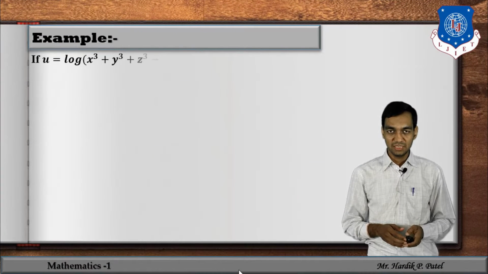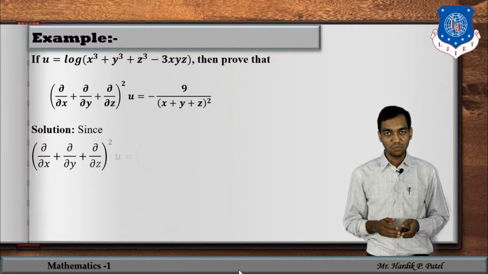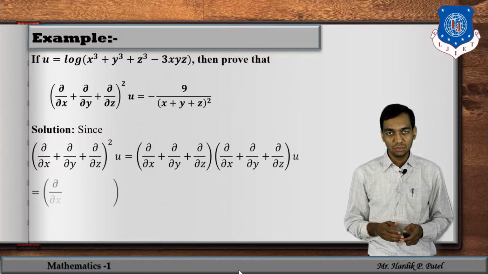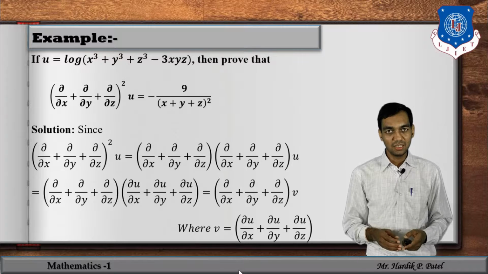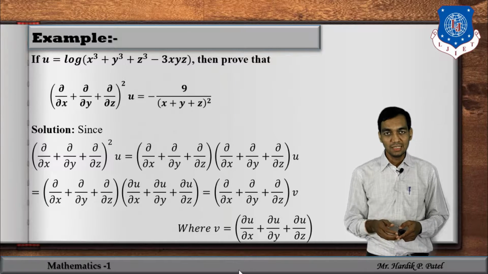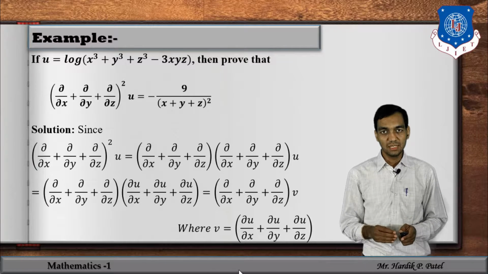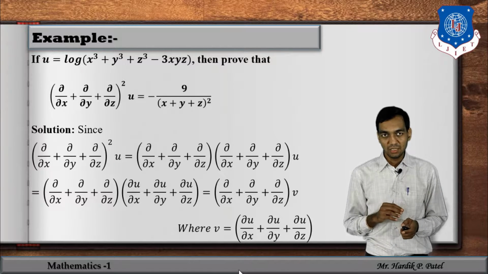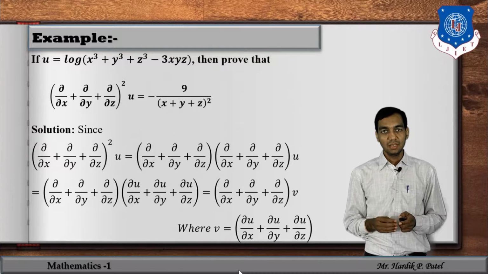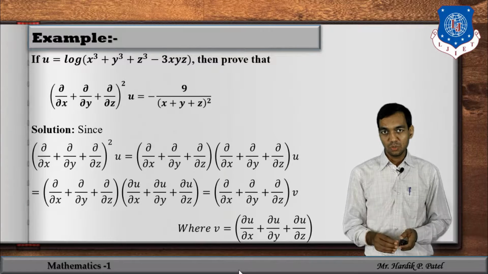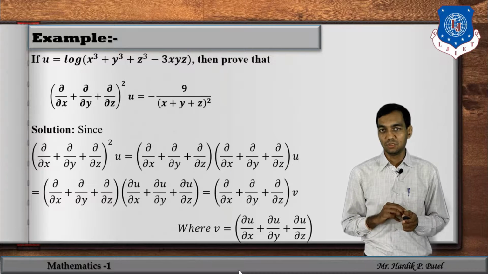Now, starting with the first example: if u is equal to log of x cube plus y cube plus z cube minus 3xyz, then show that (del by del x plus del by del y plus del by del z) the whole square of u is equal to minus 9 divided by (x plus y plus z) the whole square. Now see, here (del by del x plus del by del y plus del by del z) the whole square of u does not mean that it is equal to (del u by del x plus del u by del y plus del u by del z) the whole square.